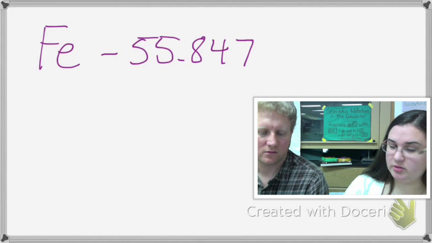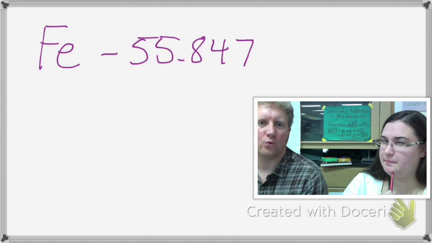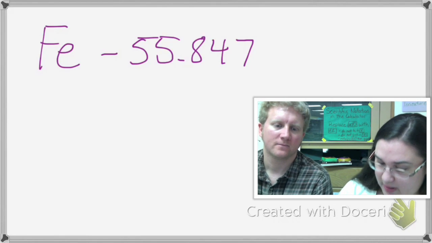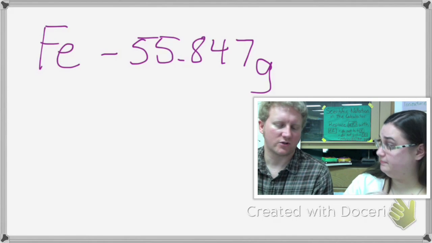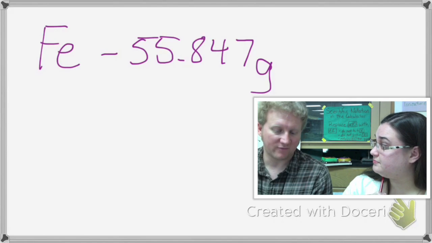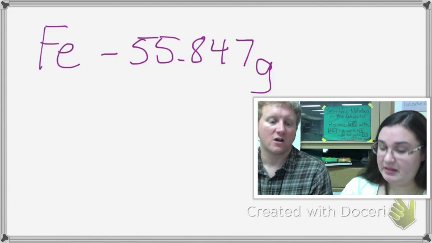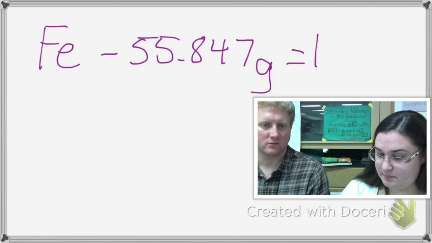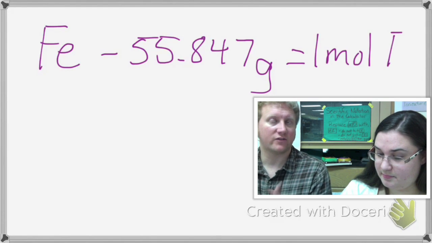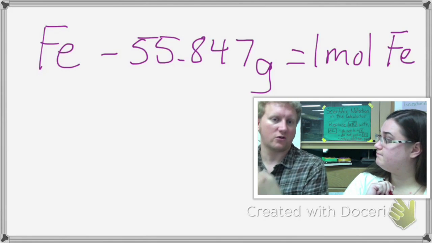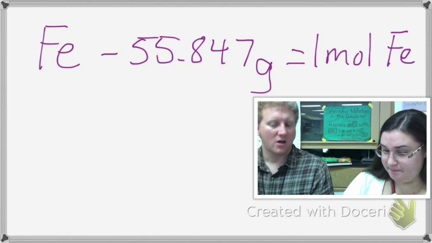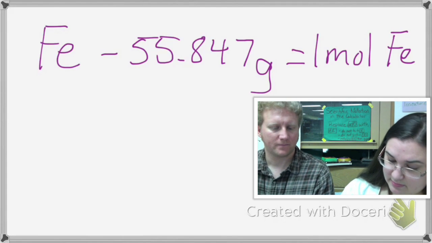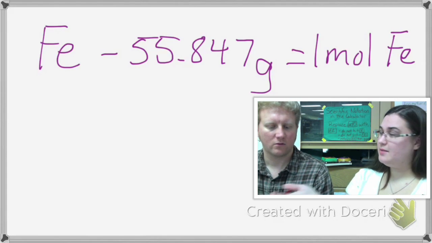And molar mass is in what units do you think? Mass is grams. Grams. So what you're saying is, if we get 55.847 grams of iron, we have a mole of iron. And that also means we have 6.02 times 10 to the 23rd particles, atoms, of iron. Oh, okay. That's cool. So they're all the same thing.